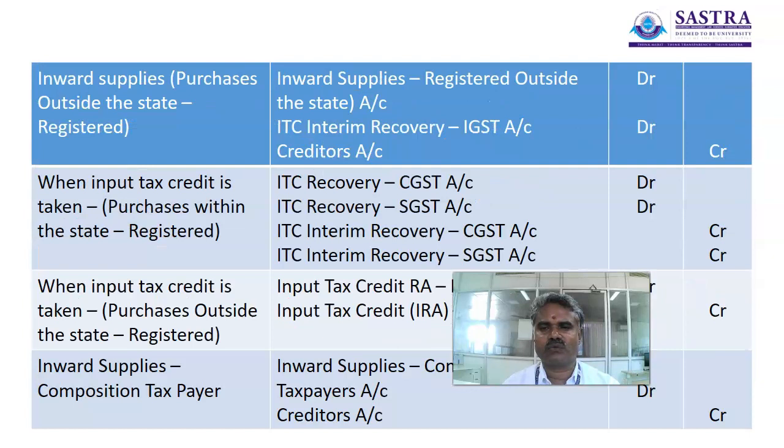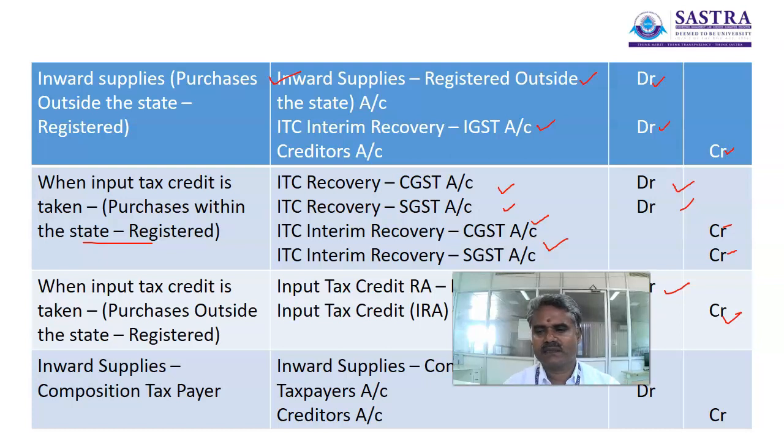Inward supplies, purchases from outside the state: inward supplies account debtor to IGST. When input tax credit is taken on purchases within the state, the recovery entry is an adjustment entry. Then here also.